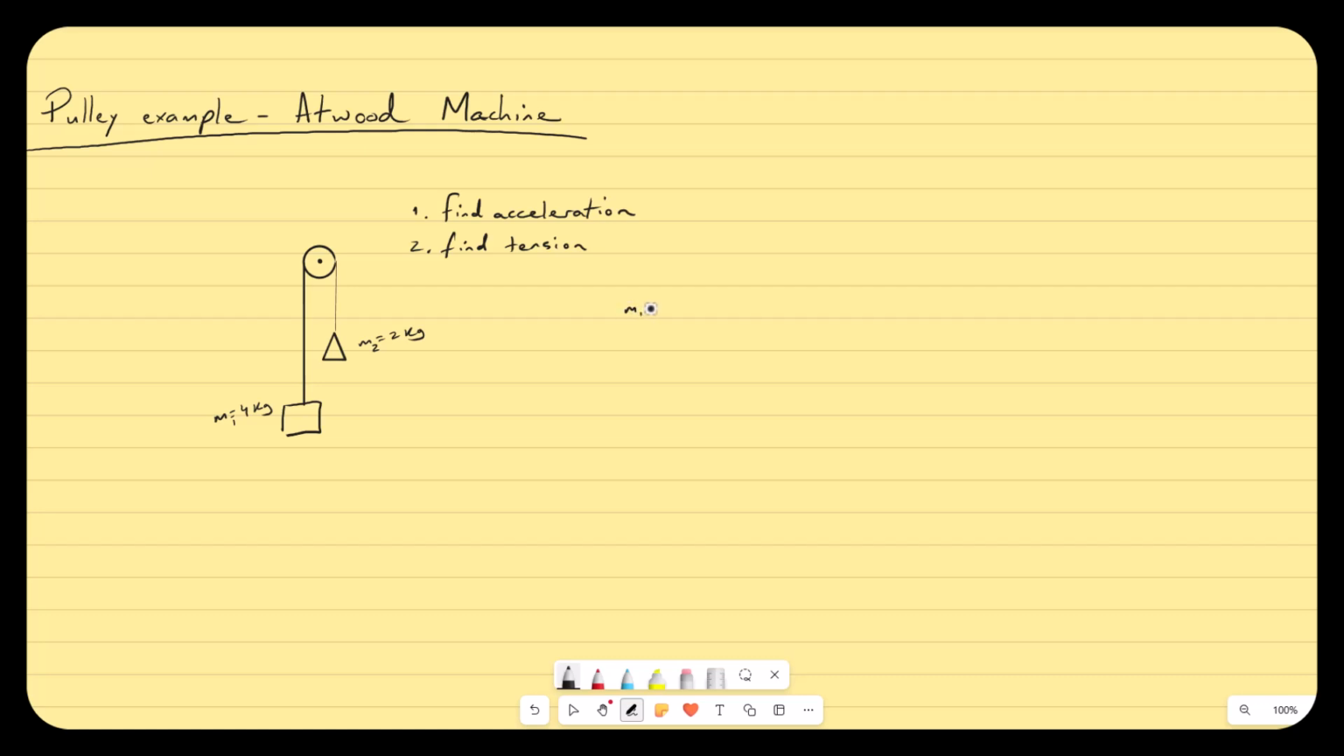So mass 1, which was 4 kilograms, the forces I have acting on this, I have gravity going down, and I have tension going up. Now I want to look at this because I'm going to need some kind of coordinate axis. If I let go of this system, it's going to rotate this way. So I'm going to call down the positive direction for this, because that's the direction my whole system is going to move anyway. I might as well have it be positive.